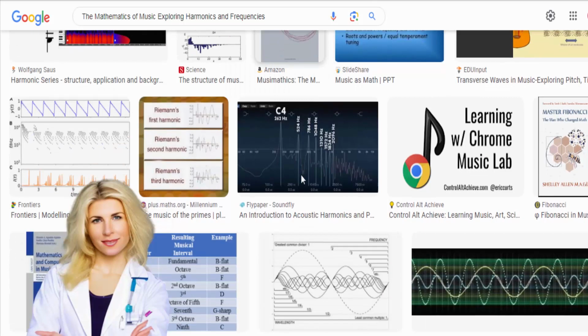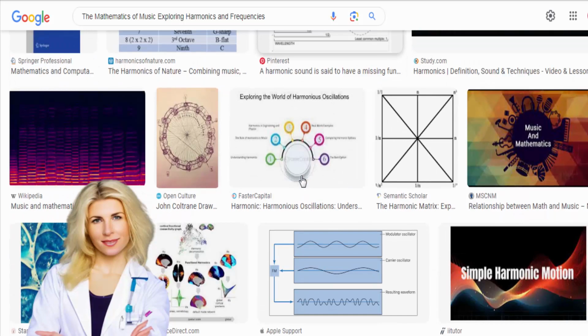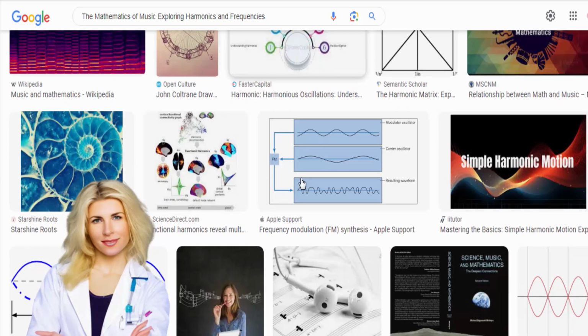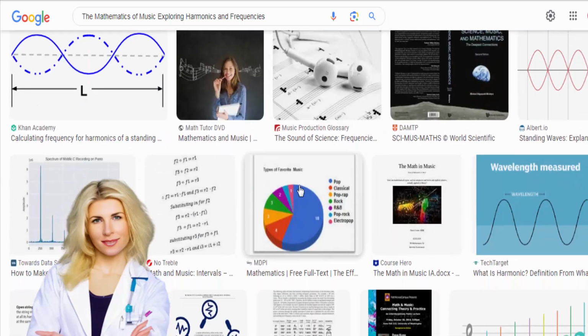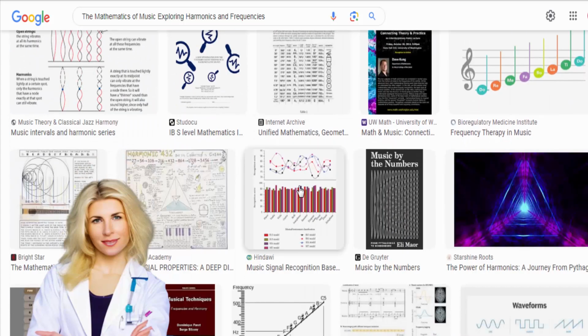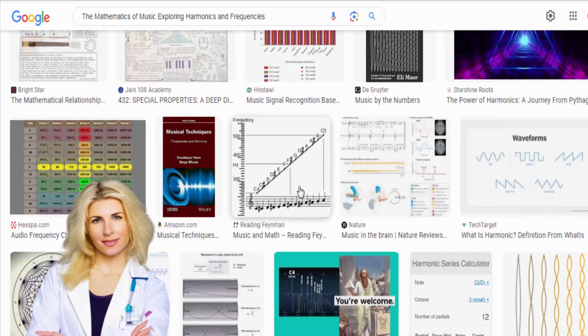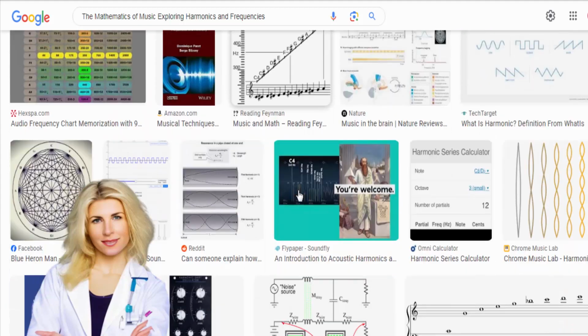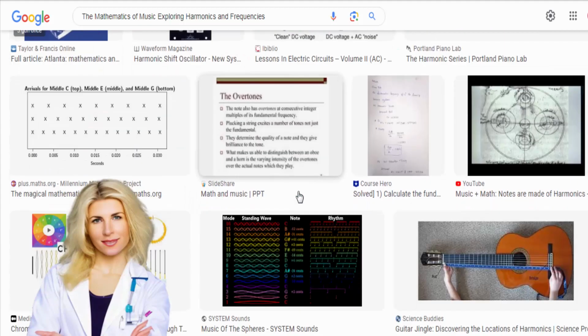Constructing chords. A chord is a group of 3 or more notes played simultaneously. The most common type of chord is the triad. A triad is constructed by stacking thirds on top of each other. A third is an interval whose frequencies have a ratio of 5 to 4.